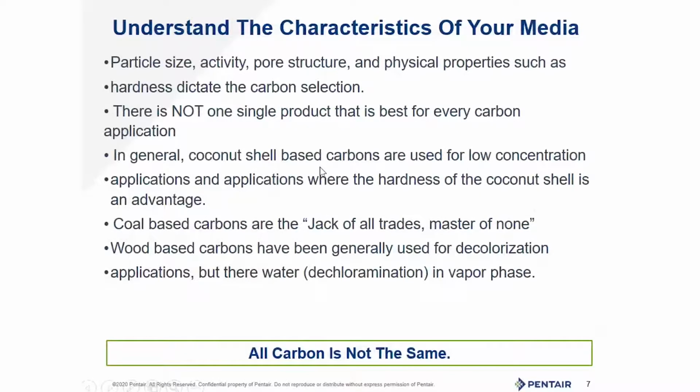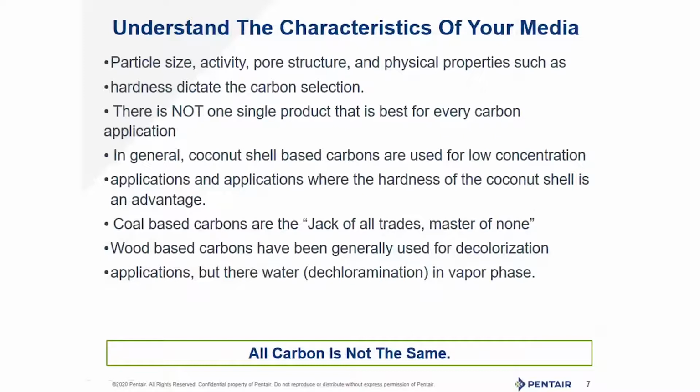Now, you have to understand the characteristics of the individual carbon you're using. Understand it, know it, it's part of your toolbox. Particle size, activity, pore structure, and physical properties such as hardness dictate your selection of product. There's not one single product that is the best option for every carbon application.